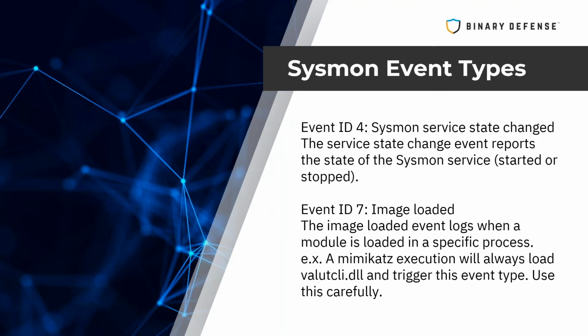Moving on to event ID 7, image loads can be very useful to you, so long as you're willing to put in the effort to try and filter them out. One example of this that requires a bit of work, but can be very fruitful, is looking for processes that don't normally interact with vault-CLI.dll. If Mimikatz is ever utilized, it's always going to call vault-CLI.dll.